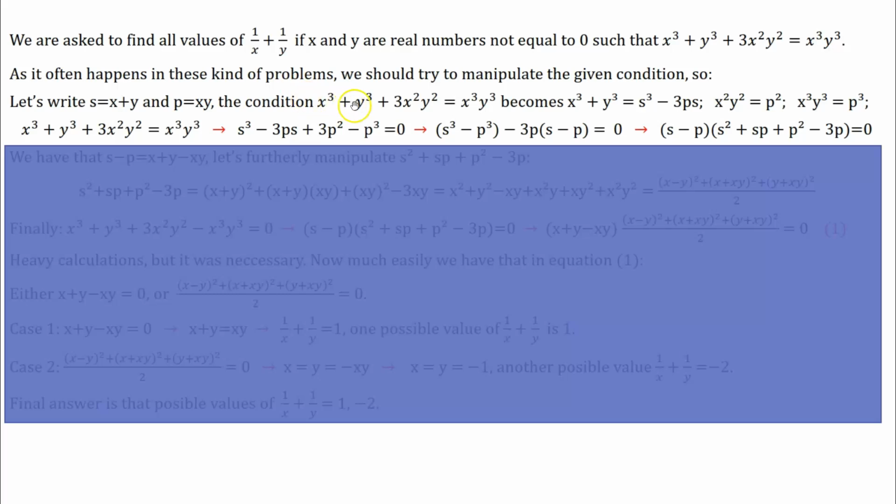So the condition x cubed plus y cubed plus 3x squared y squared is equal to x cubed times y cubed becomes x cubed plus y cubed is equal to s cubed minus 3ps. So if you do the calculation over here, this is the formula of the sum of cubes, which is expressed in this way when you substitute x plus y as s and xy as p. On the other side, x squared y squared is equal to p squared and x cubed y cubed is equal to p cubed.